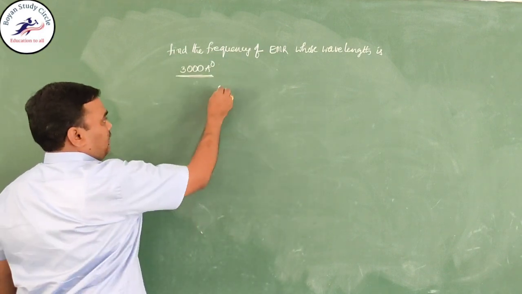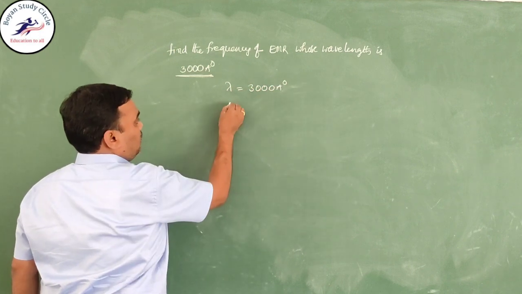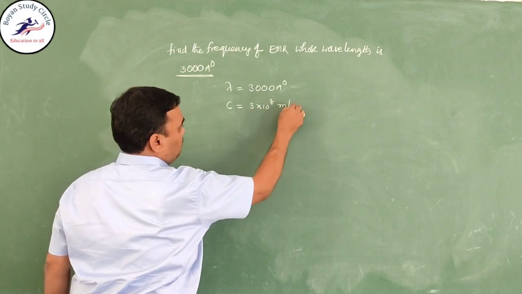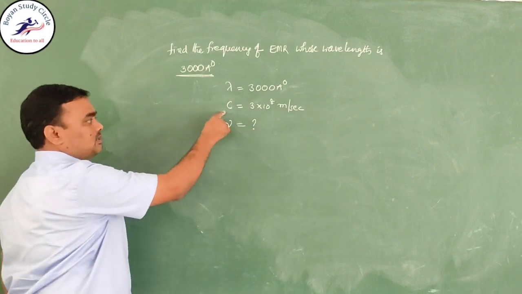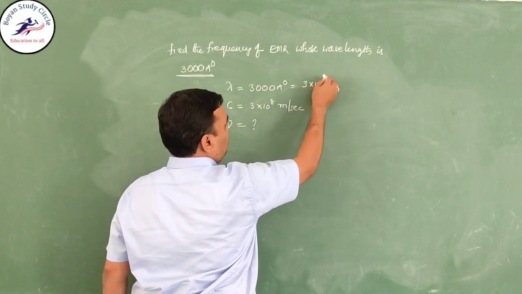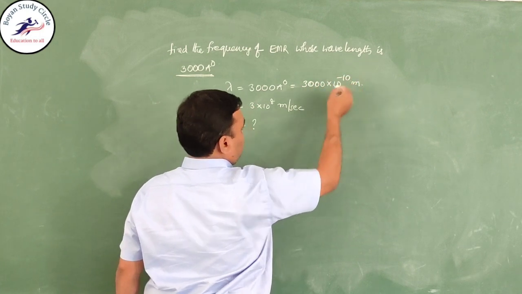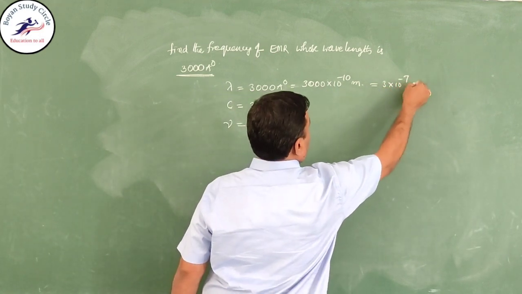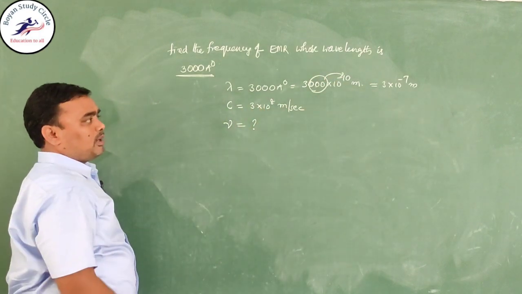Here wavelength is given. So wavelength is equal to 3000 angstroms, and the velocity of light is 3 into 10 to the power of 8 meters per second, and you have to calculate frequency. As velocity is taken in meters per second, you have to convert angstroms into meters. So 3000 into 10 to the power of minus 10 meters, which becomes 3 into 10 to the power of minus 7 meters.